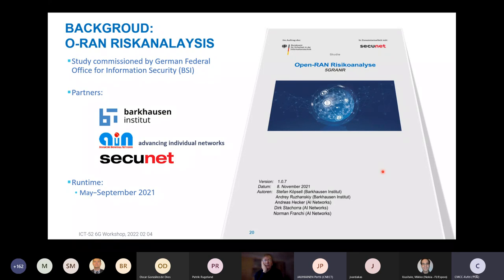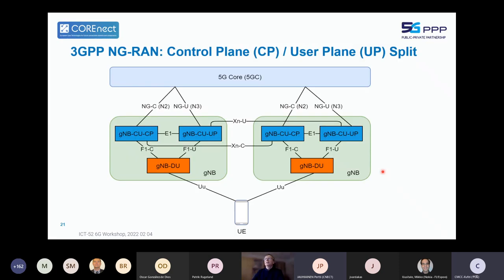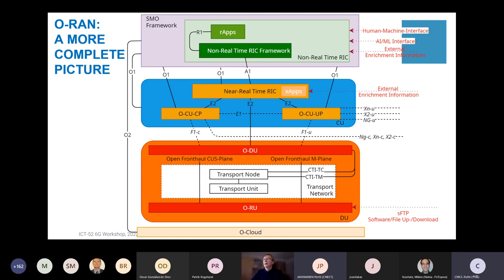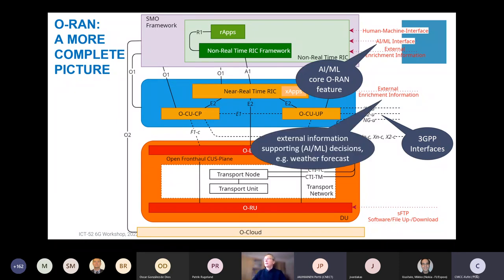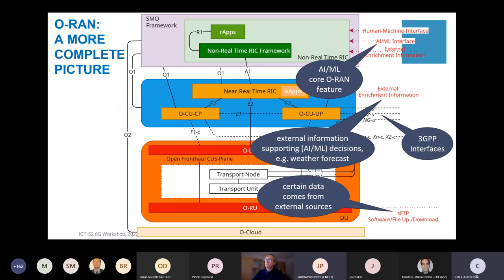Are they really trustworthy? The whole discussion between whose equipment vendor stuff are you going to be buying and can you trust? So we did an analysis, the Backhausen, we and AI Network and Sikunet, and did a risk analysis on ORAN. And if we look at ORAN, I mean, it's great. If we have the 3GPP RAN. And if you look at ORAN, the nice part is, yes, you have all kinds of additional interfaces. And these additional interfaces give you a much better breakdown and accessibility and flexibility. But the question is, in addition to the 3GPP interfaces, you have then all kinds of other interfaces.